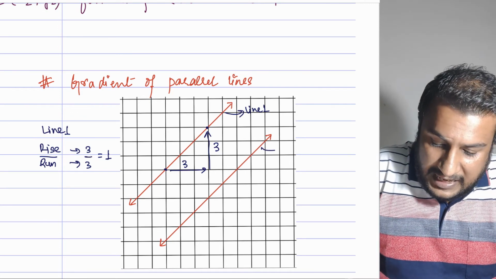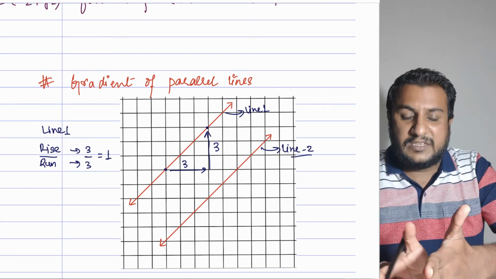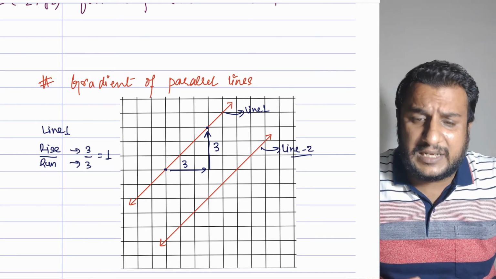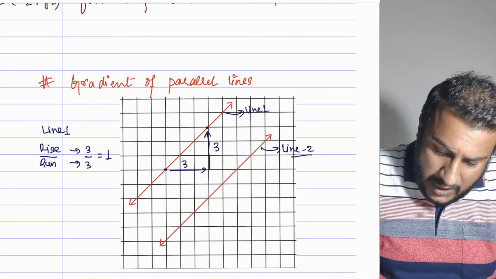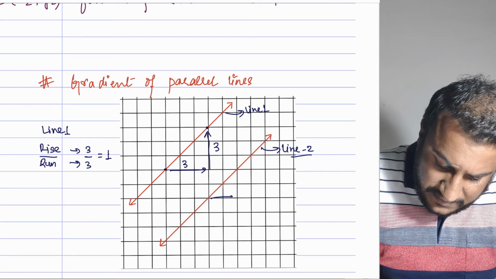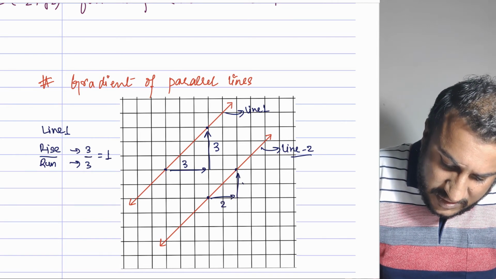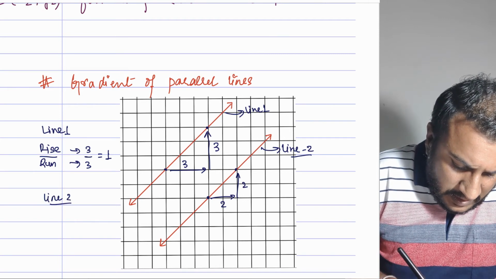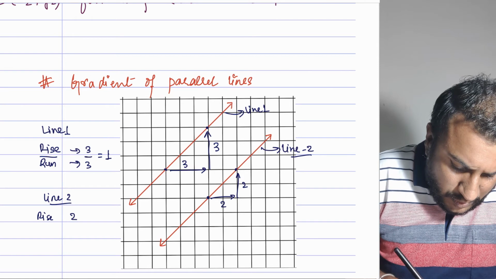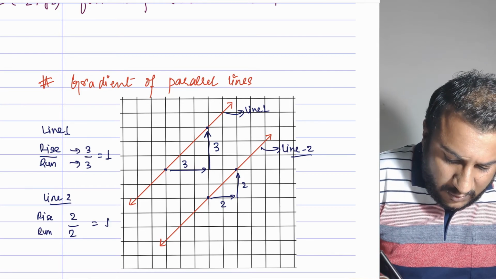Now this line, line 2, is parallel to this. You can easily look and say these 2 lines are parallel. They are not going to intersect at any given point if you extend them in both directions. Now if I take the gradient of this, again I am taking 2 points. So this is 2 units, this is 2 units. For line 2, what is the rise? 2 units. What is the run? 2 units. So 2 divided by 2 is 1.